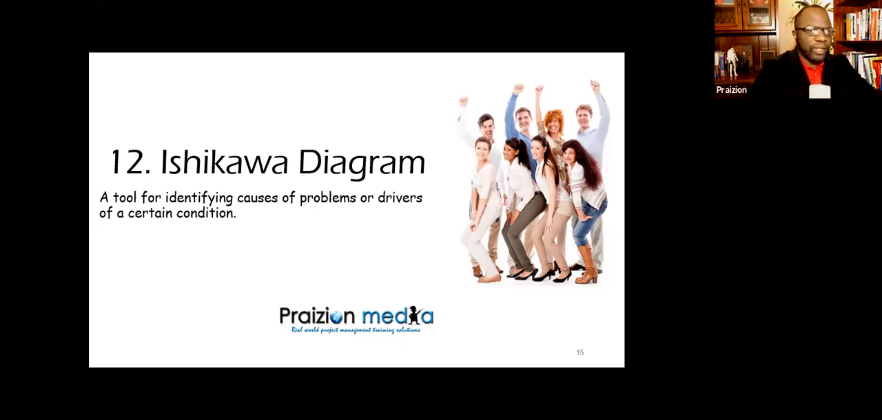So you may ask the question, what exactly do you mean by identifying causes of problems? Well, if a deliverable is found to be defective, you could use an Ishikawa to brainstorm with the team and identify causes that lead to these defects. You could also use this as a way of identifying drivers for certain conditions, either good or bad, and it's quite a useful collaborative tool.